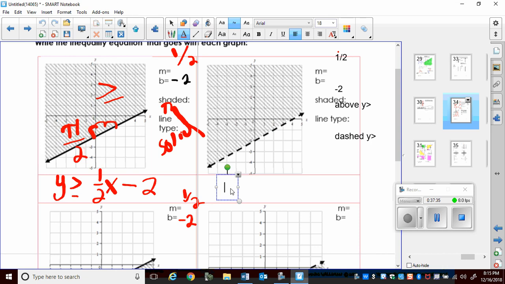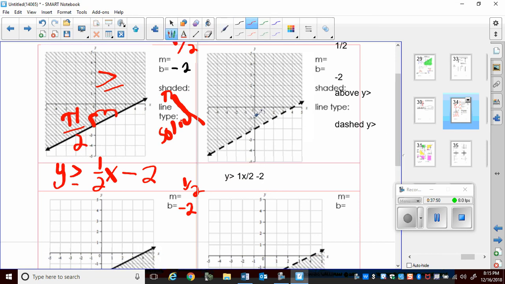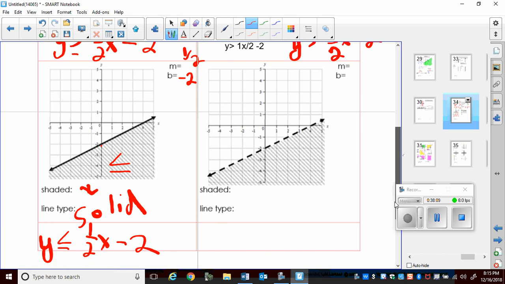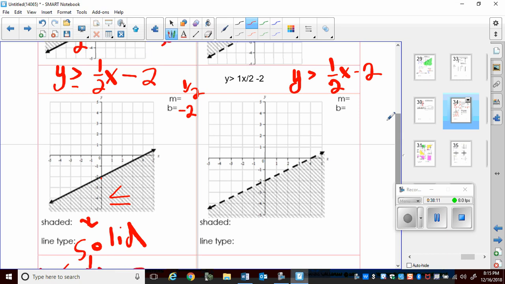So when I do my equation, I have y is greater than 1x over 2 minus 2. If you need me to write that out so you can see it appropriately, y is greater than 1/2 x minus 2. The 1/2 looks a little different when I write it this way, but they mean the same thing.